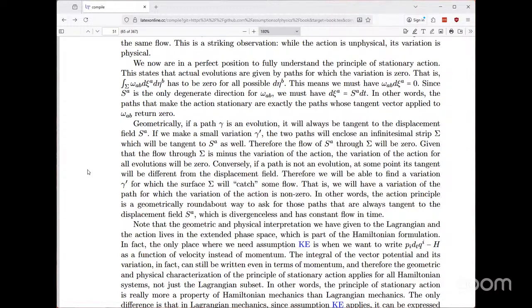d psi A equals S A dt. In other words, the paths that make the action stationary are exactly the paths whose tangent vector applied to omega AB returns zero.